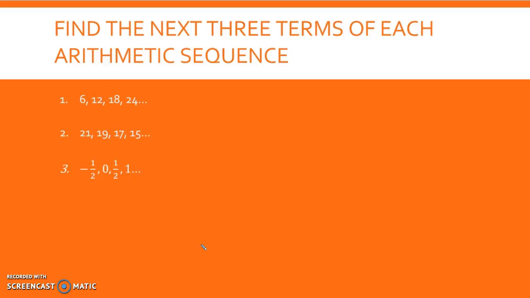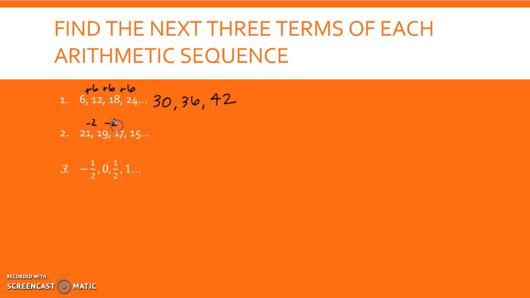Now I want to find the next three terms. So to go from 6 to 12, I add 6, 12 to 18, add 6, 18 to 24, add 6. So that means my common difference is 6. So my next term would be 24 plus 6, which is 30. And then 30 plus 6, 36, and 36 plus 6, 42. Next three terms.